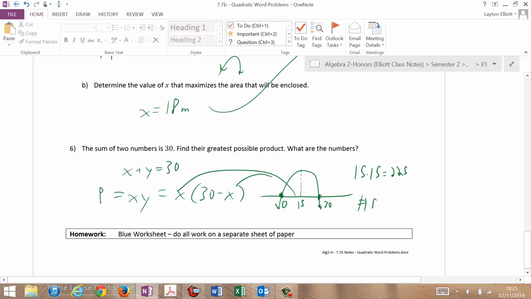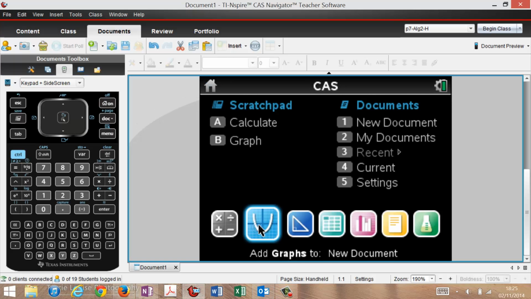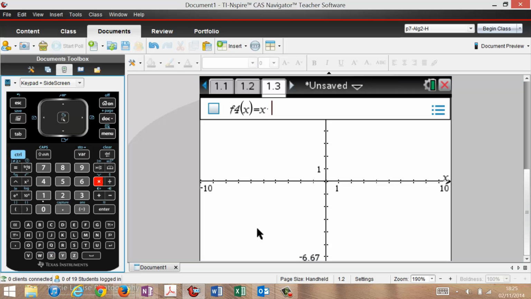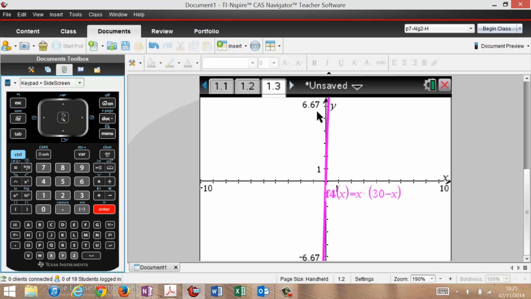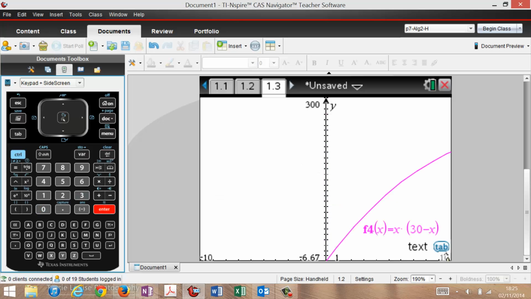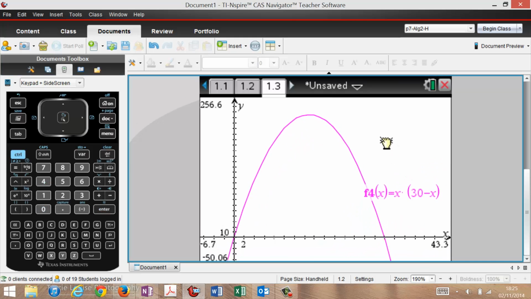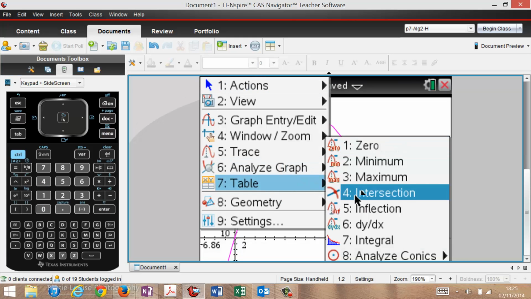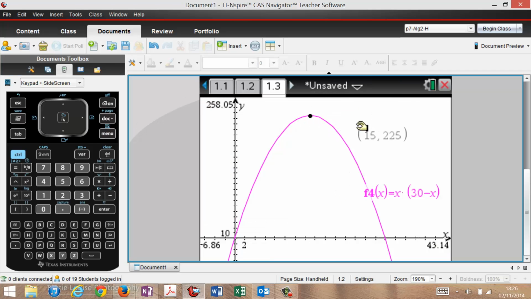So really the numbers are 15 and 15. I'm going to prove that with a graph. If I graph x times 30 minus x, and again I need to expand that out, so let's make that about 300. And then let's make this one, that needs to be at least 30, so let's go 40. If I do a maximum of this, so analyze graph, max, left, right, yep, got 15 for x and 225 for the product. So that confirms what we just did.